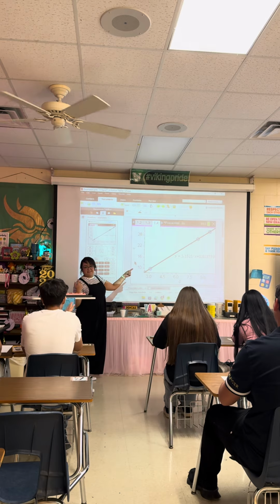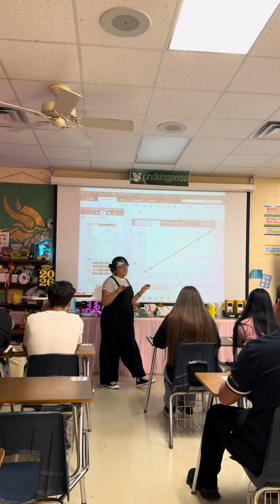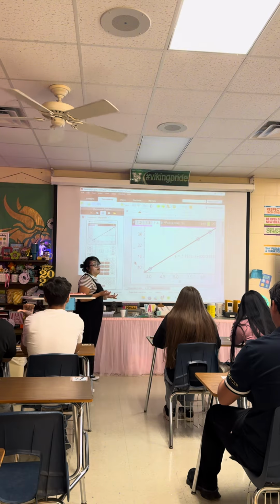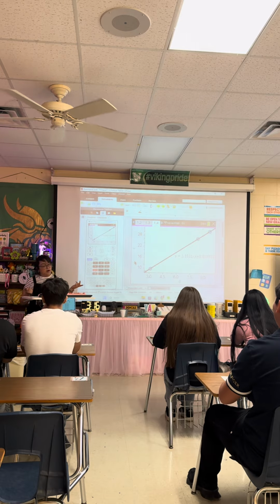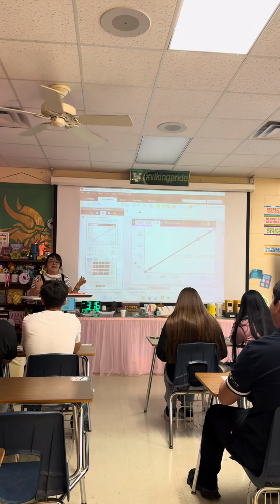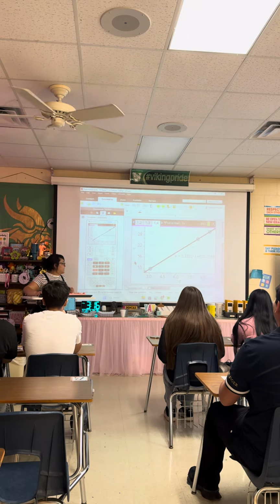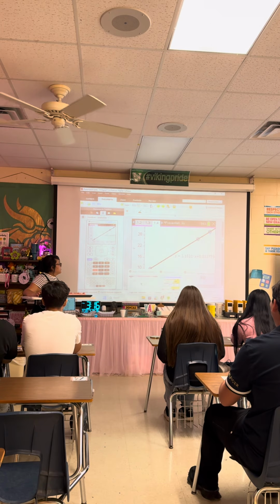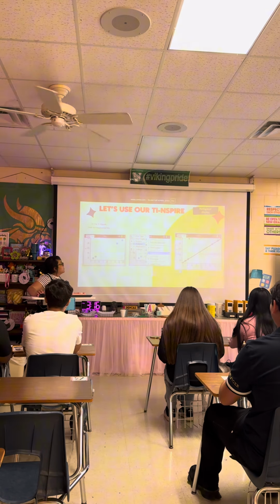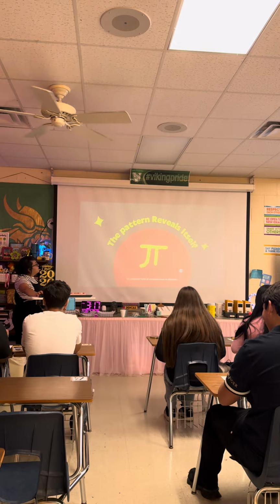What did we get? 3.15. Is that very close to 5? No. It's close to 3, because pi is what? 3.14159, whatever it is, right? So, are we able to find pi around the room? Yes. It's so cool. Okay, so we were able to find pi.